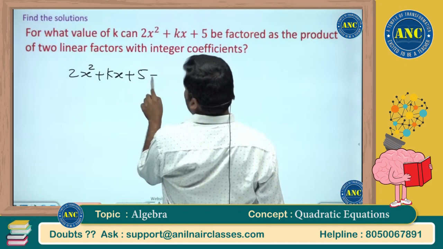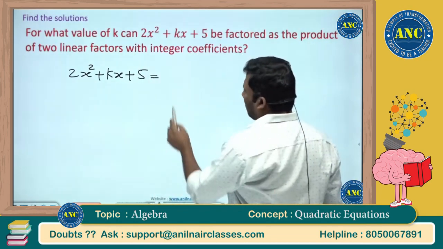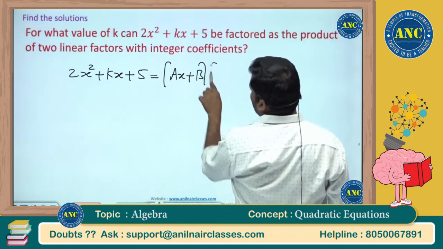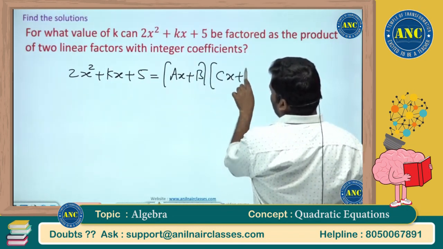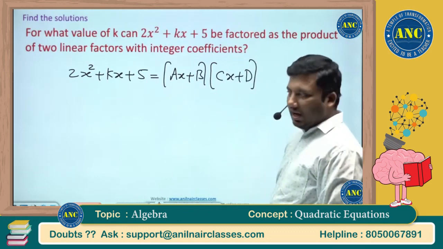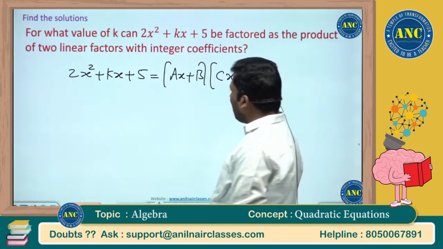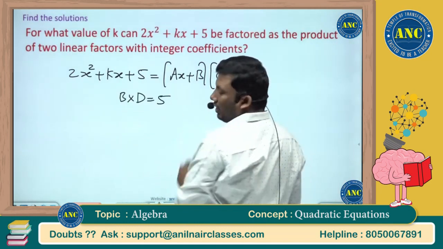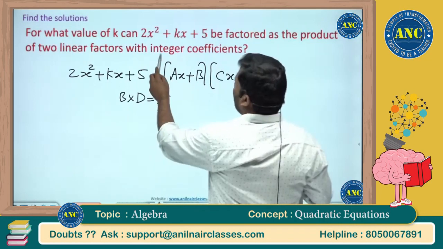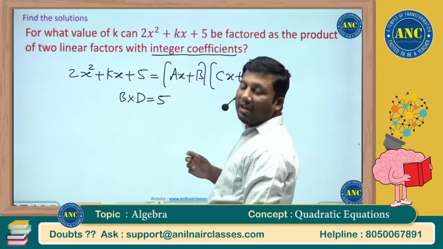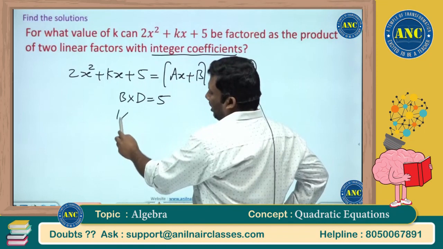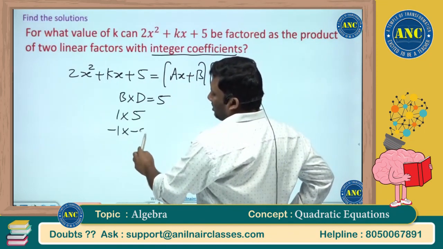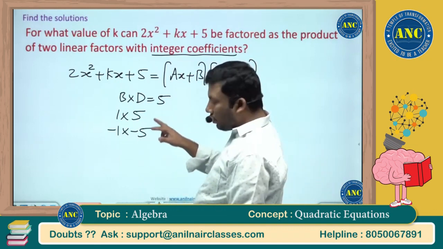The degree of this equation is 2. If the degree is 2, this can be written as a product of two linear functions, ax plus b into cx plus d. Now if you see here, b into d is 5, with integer coefficients. In how many ways can you write 5 as a product of two integers? 1 into 5, and minus 1 into minus 5. So two ways are there.